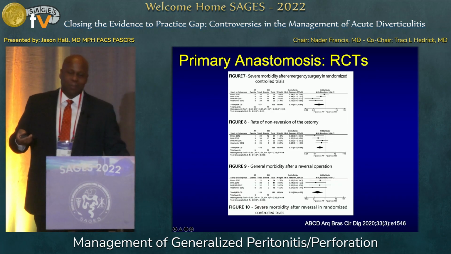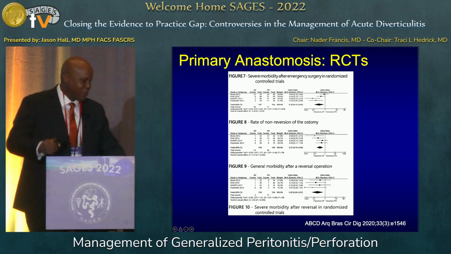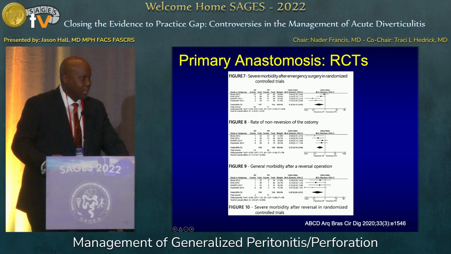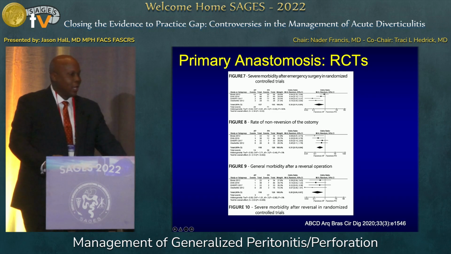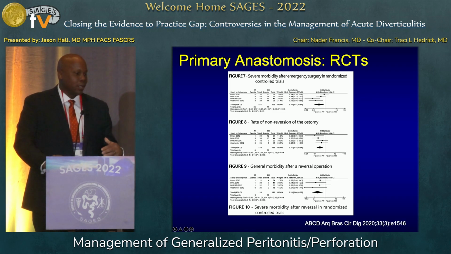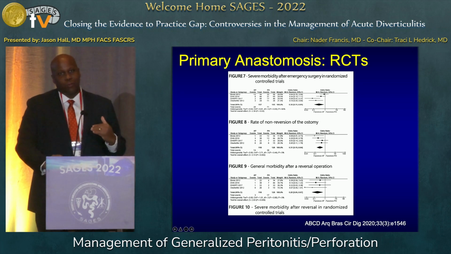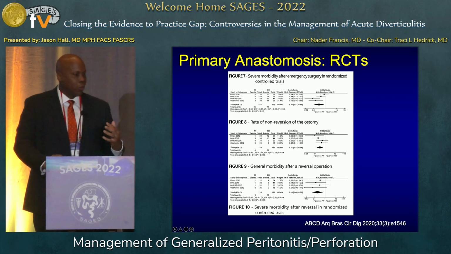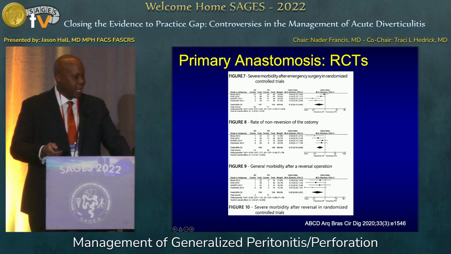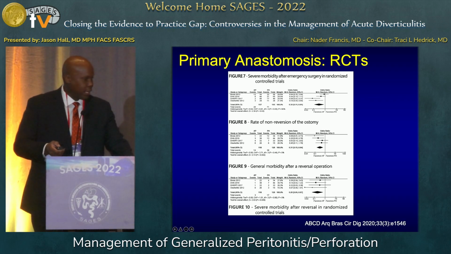This data has been meta-analyzed, and we've done, if I can make a verb out of that, systematic reviews, and again, it shows the same pattern. Rate of non-reversal is lower in the anastomosis and ileostomy group. Morbidity is lower in the primary anastomosis plus or minus ileostomy group.